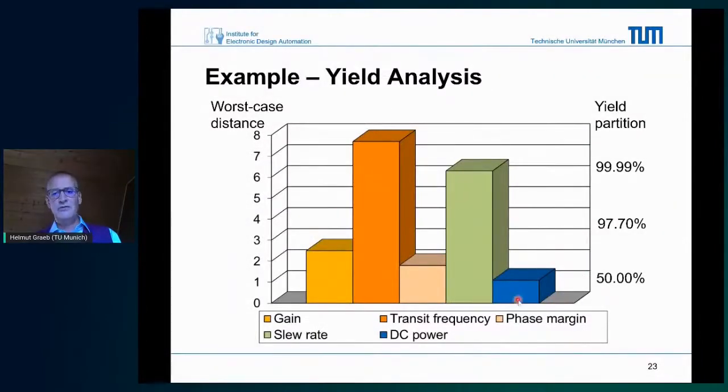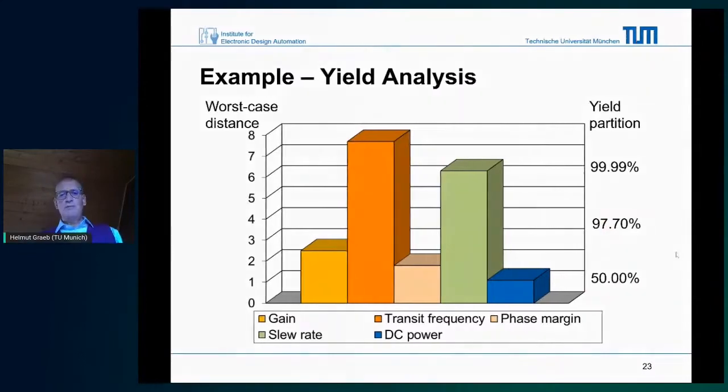It's even nicer if we take a look at the worst case distances. Now, these are the five performance properties, and this is the worst case distance. On the left is the worst case distance value. And you can think of 1, 2, 3, 4, 5, 6, 7 sigma. That's your one-dimensional sigma thinking. And at the same time, we can do this one-dimensional standard normal distribution. This is 50%, 97%, whatever. And then we do optimization.